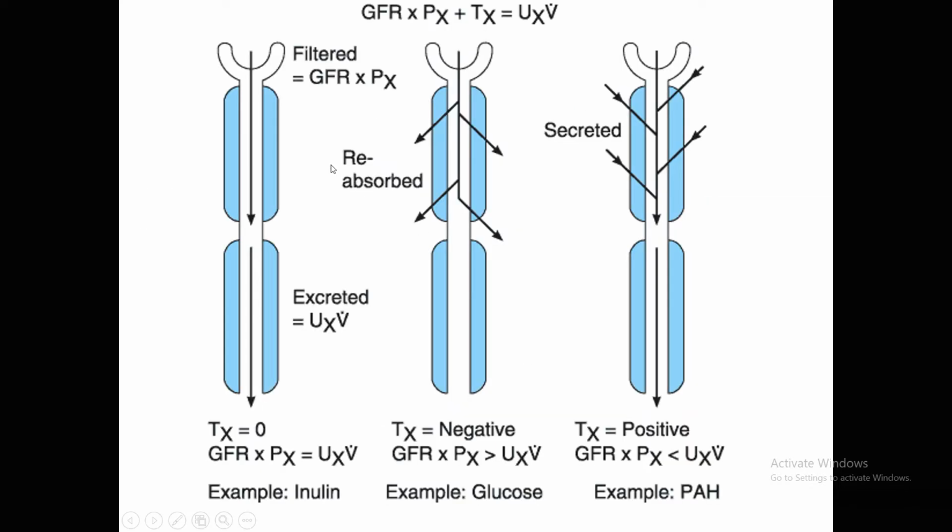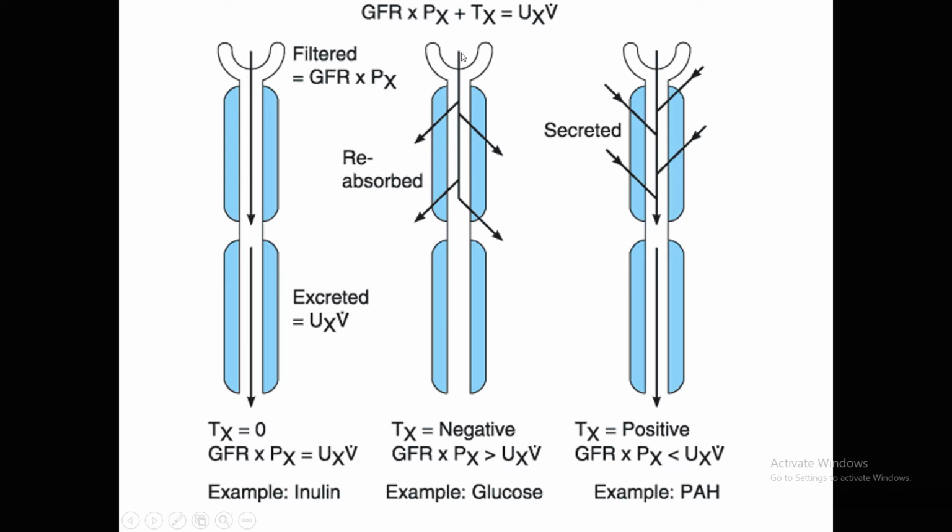A substance, after being filtered into the glomeruli, cannot be subjected either to additional secretion or to reabsorption. As an example, inulin. That's why inulin is used to measure the glomerular filtration.